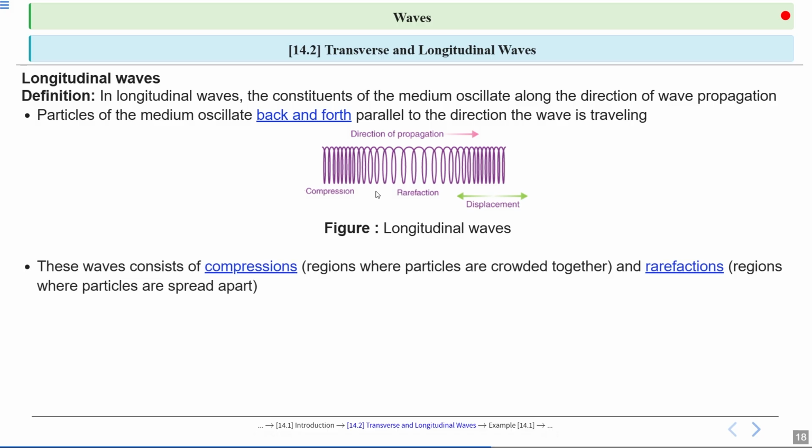So compressions are areas where the particles are crowded close together, while rarefactions are where they are spread apart. As the wave moves, we can say these regions travel through the medium, carrying energy from one place to another. This pattern of compressions and rarefactions is what allows sound to travel through air. The figure shows the compressions and the direction of propagation. Clear?